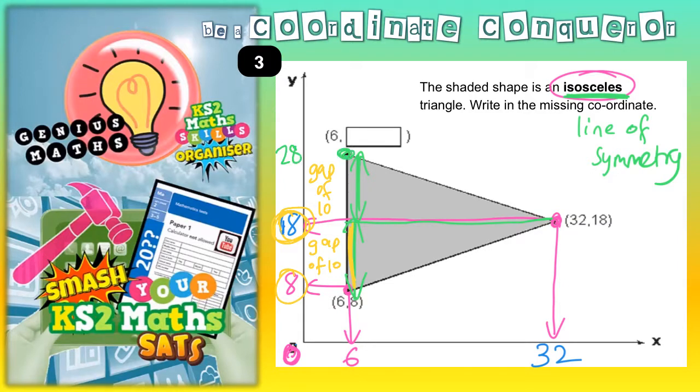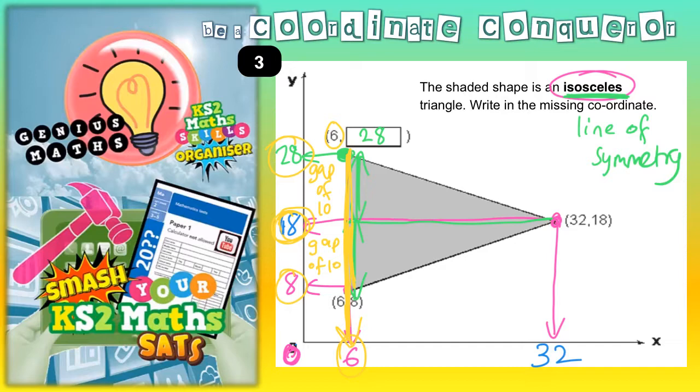So this point at the top of the triangle must be level with 28. Now we've already got the 6, because it's level with the 6 all the way down at the bottom. So we've got the 6 there. All we need to fill in is that it goes up level with 28.